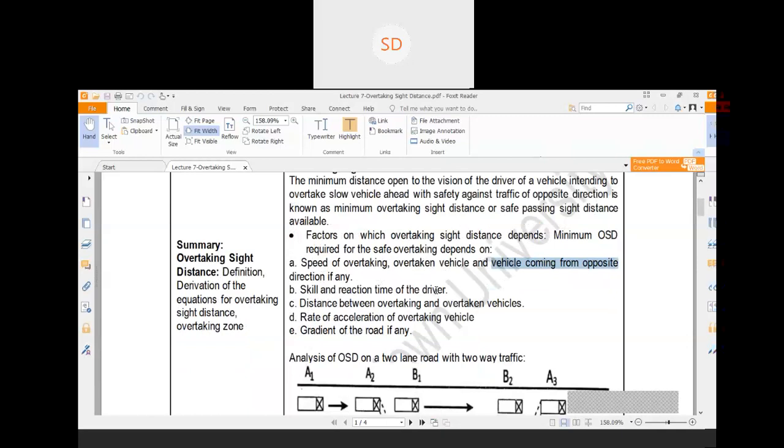Then the skill and reaction time of the driver. If the reaction time of the driver is good, he can perceive the situation very easily and can carry out that overtaking operation. Then the distance between the overtaking and overtaken vehicles is also important. Then the rate of acceleration of the overtaking vehicle and the gradient of the road, if any. So these are the factors. Now we will discuss how these factors are important in the overtaking operation.